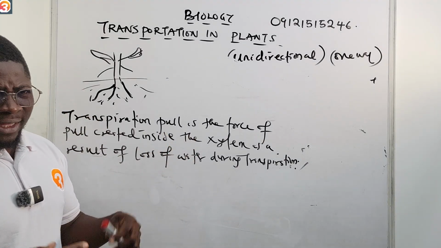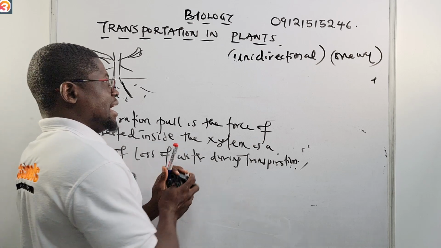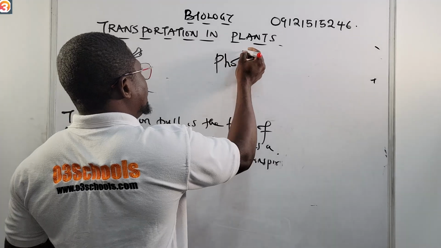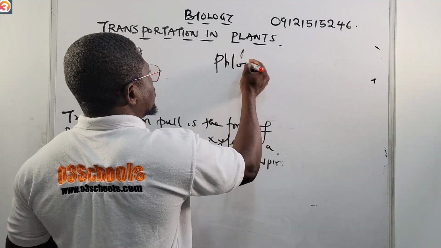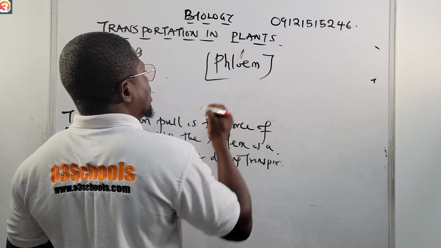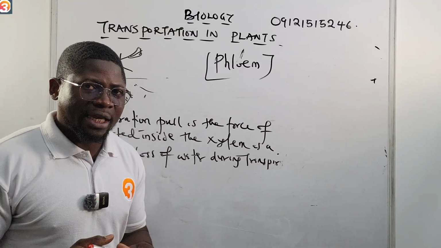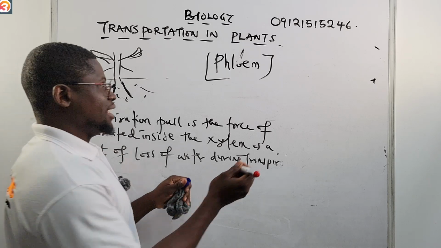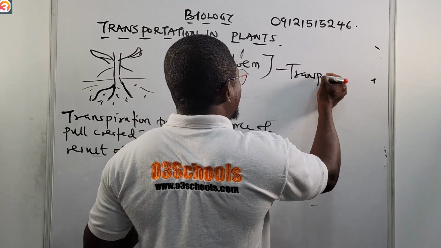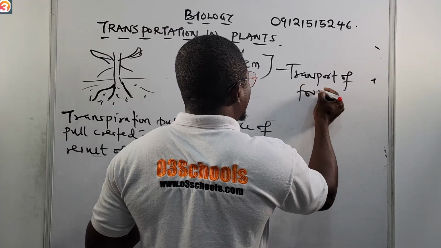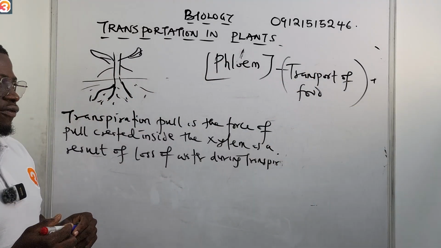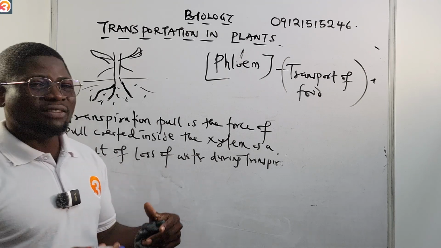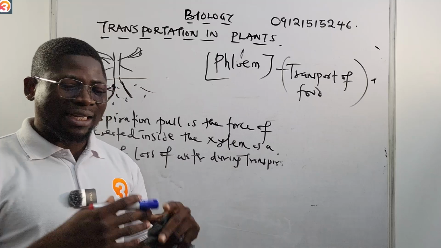Now that takes us to the second vascular bundle, which is the phloem. Now the phloem is for what? For transport of food. That is what the phloems are for. So the phloem is responsible for transporting food materials to different parts of the plant.